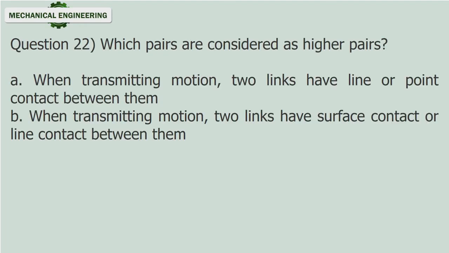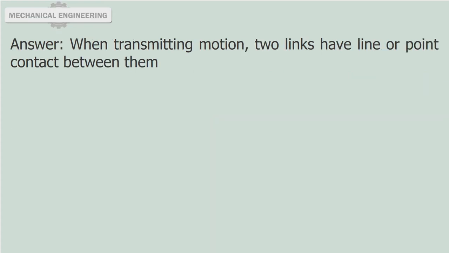Question 22. Which pairs are considered as higher pairs? A. When transmitting motion, two links have line or point contact between them. B. When transmitting motion, two links have surface contact or line contact between them. Answer: When transmitting motion, two links have line or point contact between them.